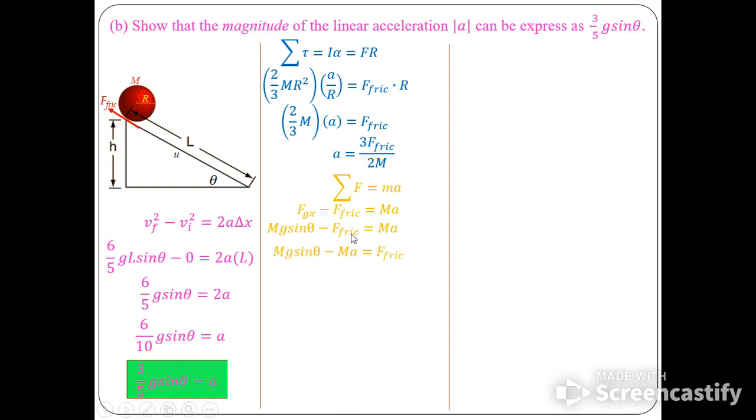So moving ma to the left side, that becomes a minus. Moving the negative Ffric to the right side, that becomes positive. So therefore, we have a statement for Ffric. We can substitute that in. So it looks like this.